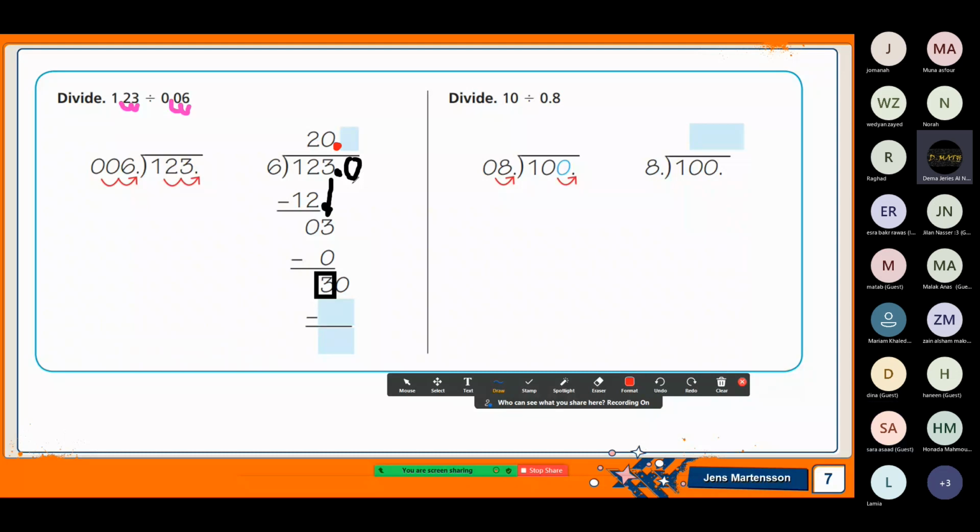Then what do I have to do next? We have to let the 0 down. Then we'll put the 0 down, after finding the number multiplied by 6 that equals 30. It will be 5. You will put 5. Then 5 times 6 equals 30, minus 30 equals 0. The remainder is 0. The answer is 20.5, and the remainder is 0.